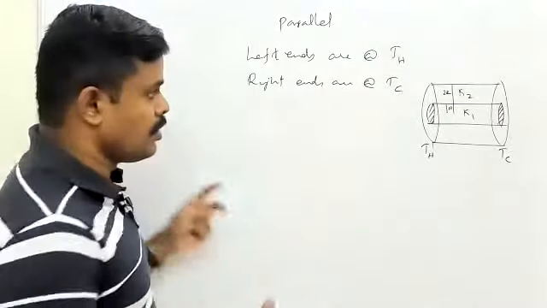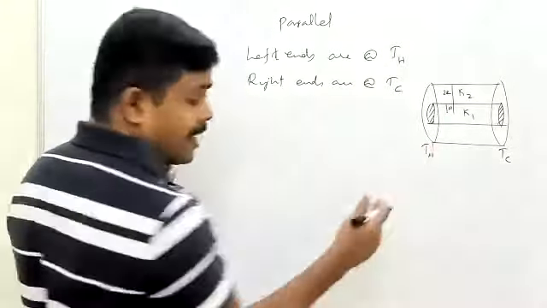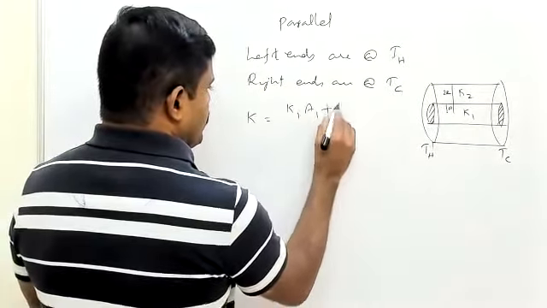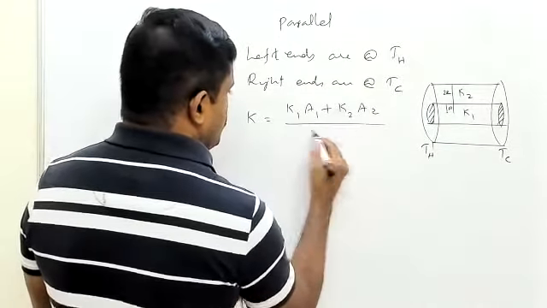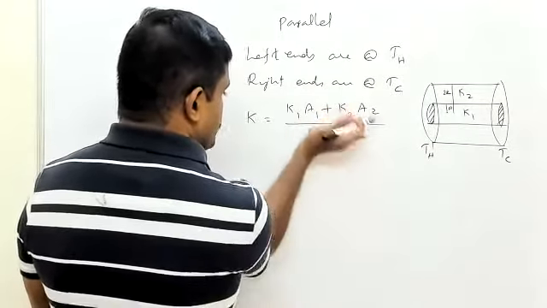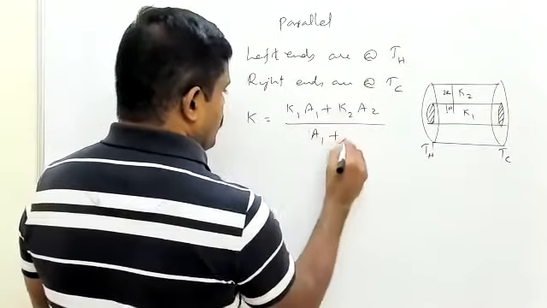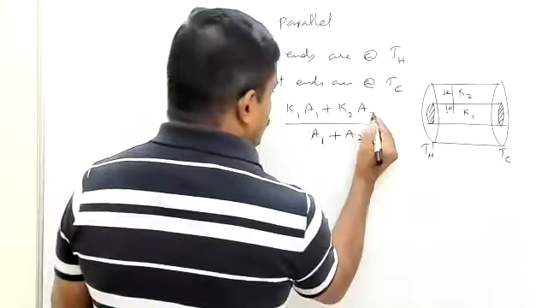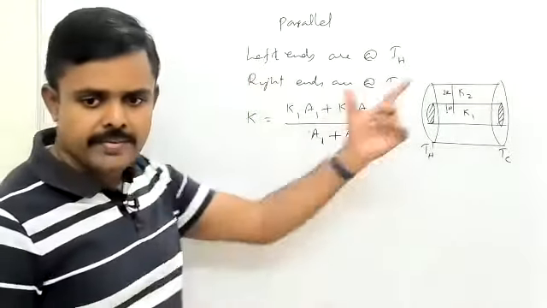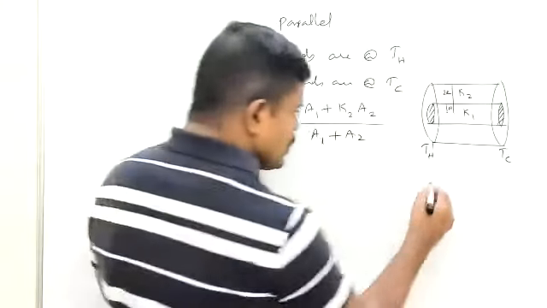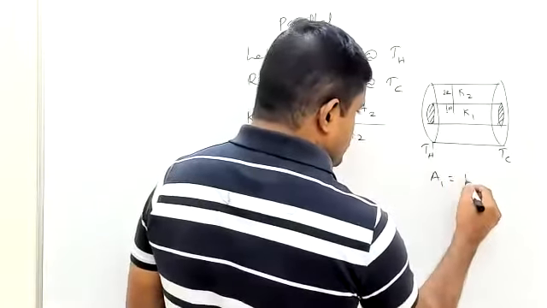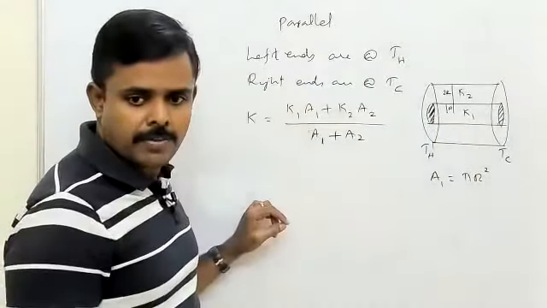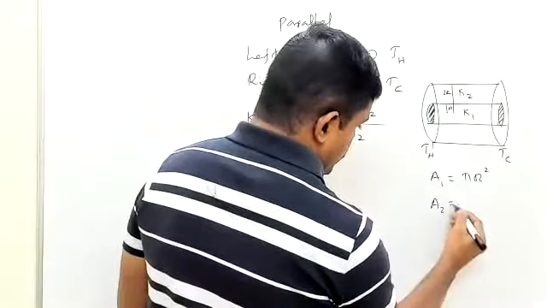You remember, for parallel combination with the same length, the shortcut equation I gave: K1A1 plus K2A2 divided by A1 plus A2. This is what I gave for parallel combination if they have the same length. Hope you remember. So let us write A1. First area is what? Look at the shaded area, it is pi r square.